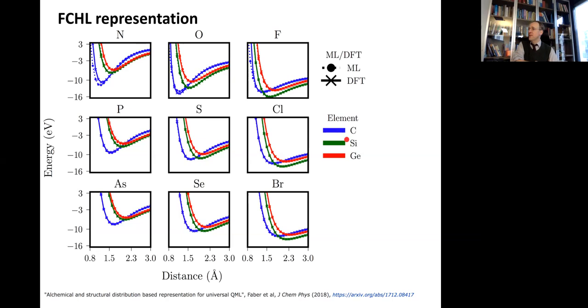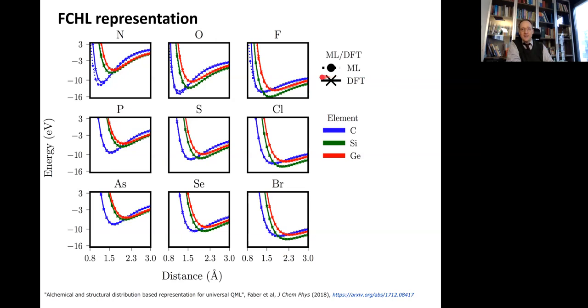And in this column in the middle, you have double bonds, so oxygen and carbon. So this is formaldehyde. For all these three elements going down the columns in the periodic table. And here you have single bonds in the right-hand column, okay? Now, what do these curves correspond to? These are the binding curves, once evaluated with DFT, so that's the reference, and you see that in these crosses.